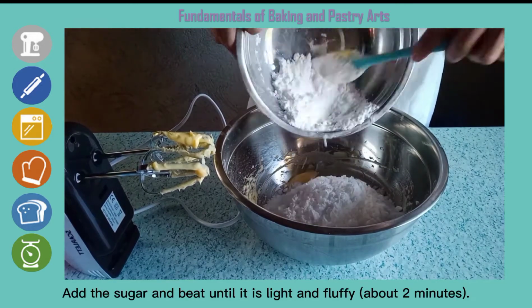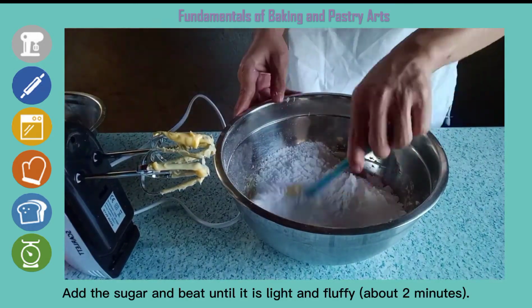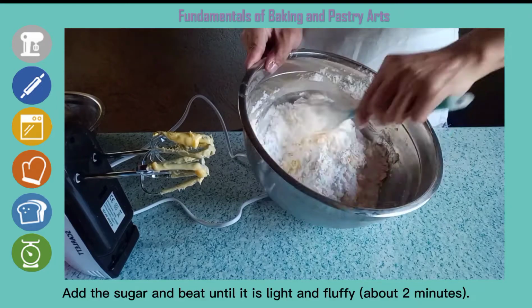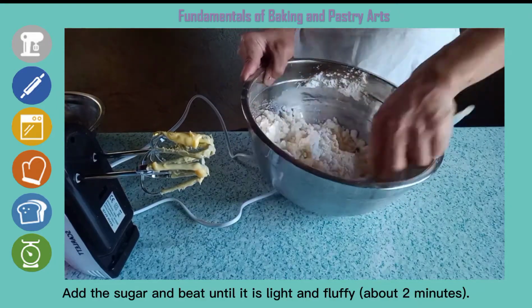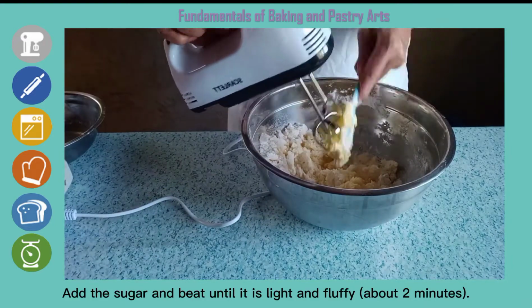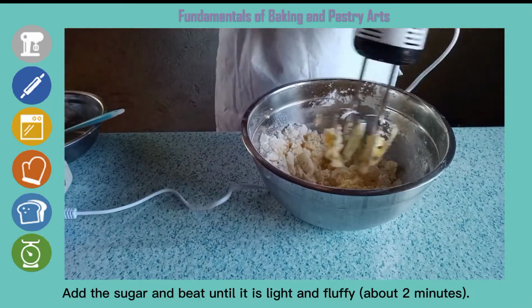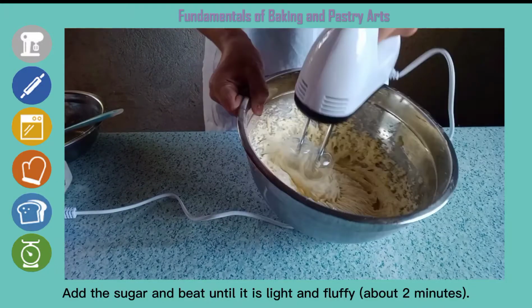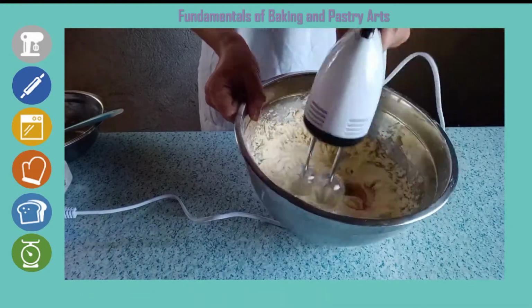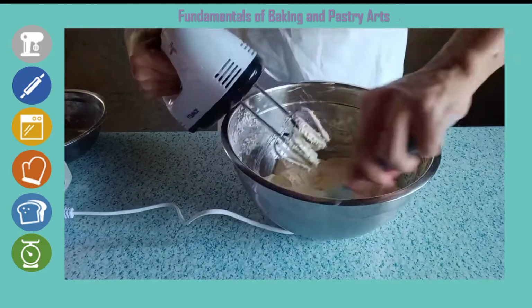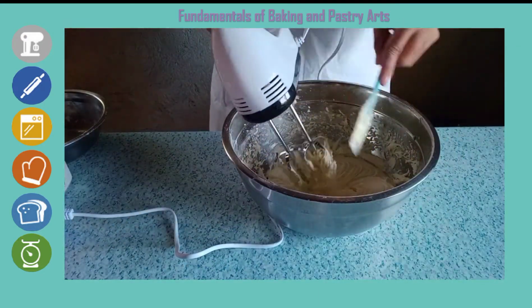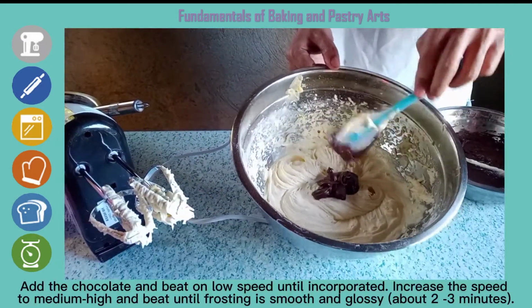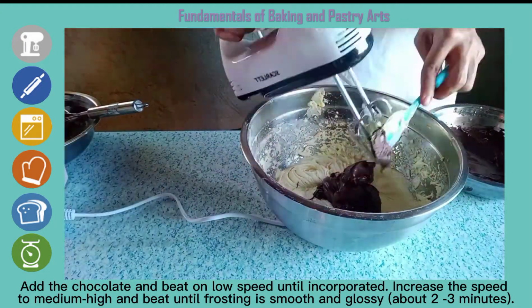Add the sugar and beat until it becomes light and fluffy. Beat for about 2 minutes. Add the chocolate and beat at low speed until incorporated.